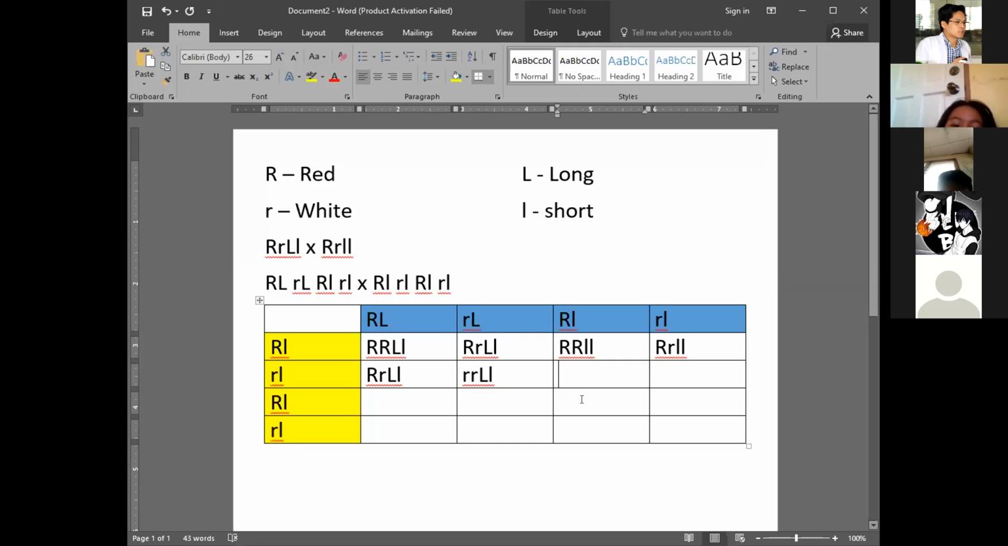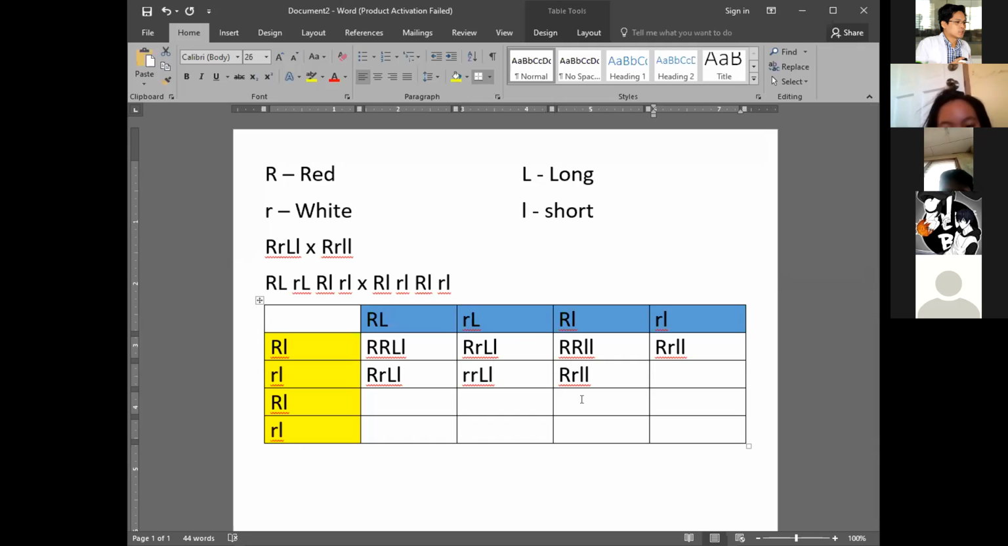Big letter R, small letter r, and big letter L, small letter l, then small letter l. Okay, correct. So this is heterozygous red with a short thoracic cavity or short body. How about the next cell?